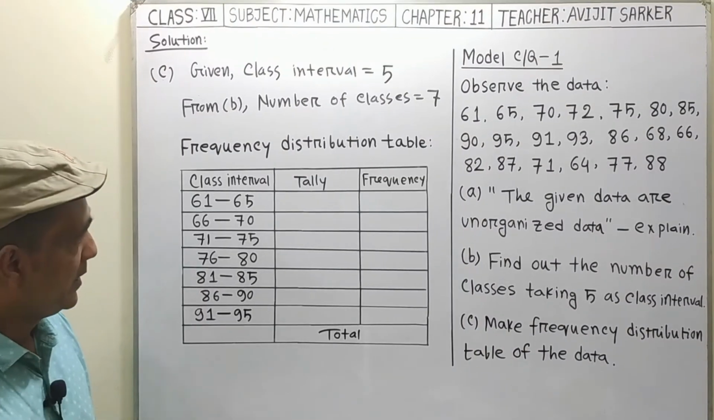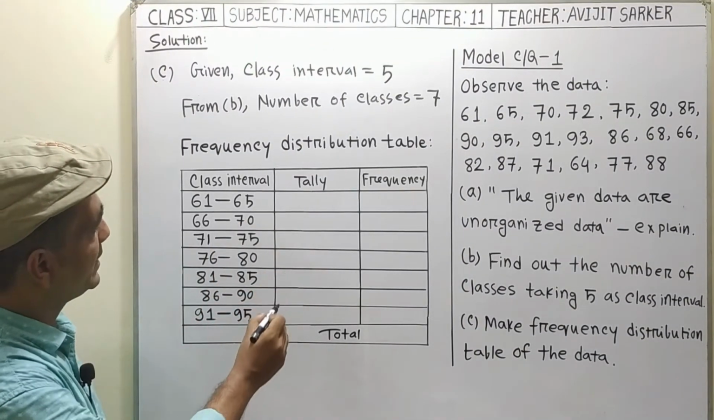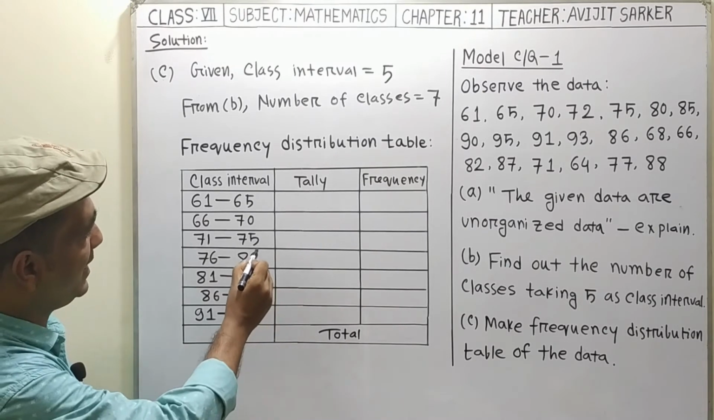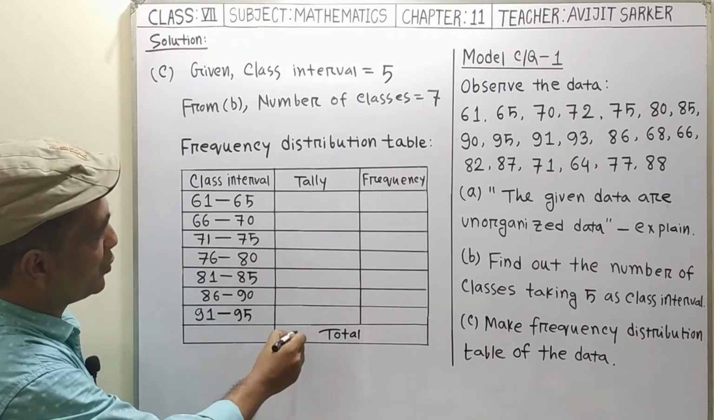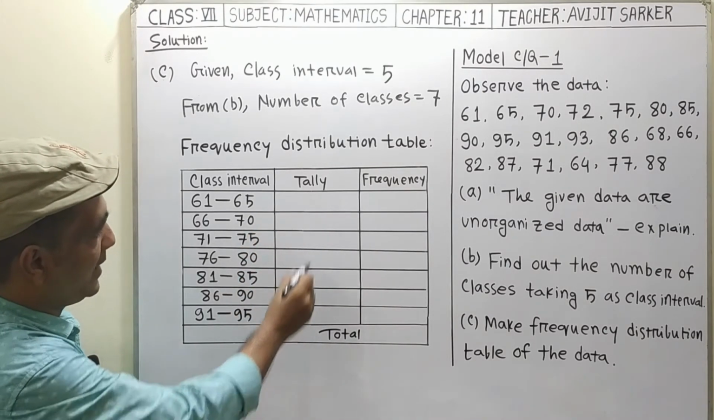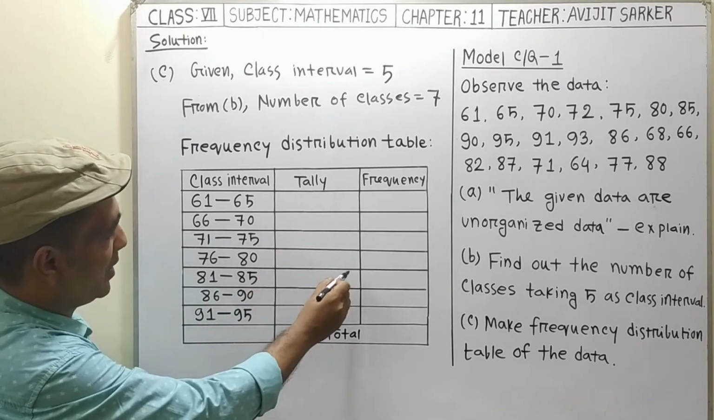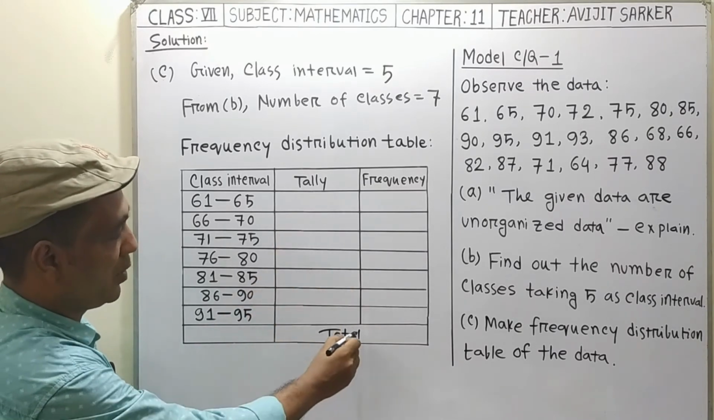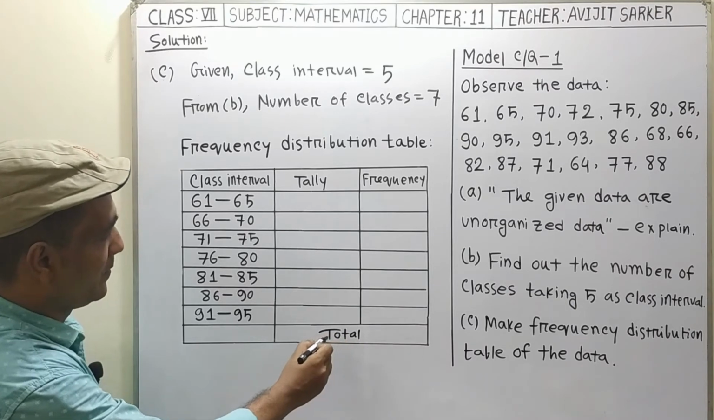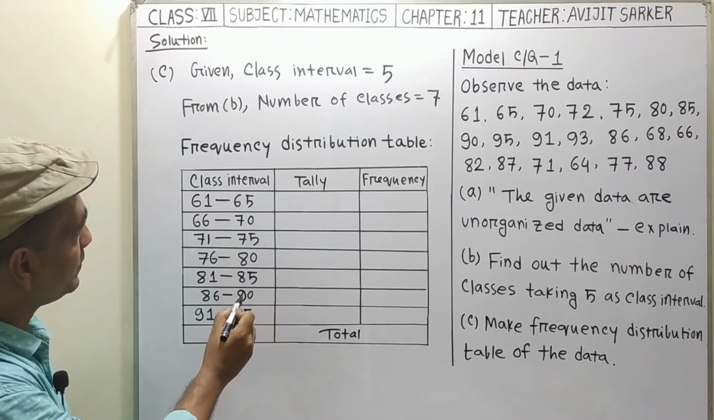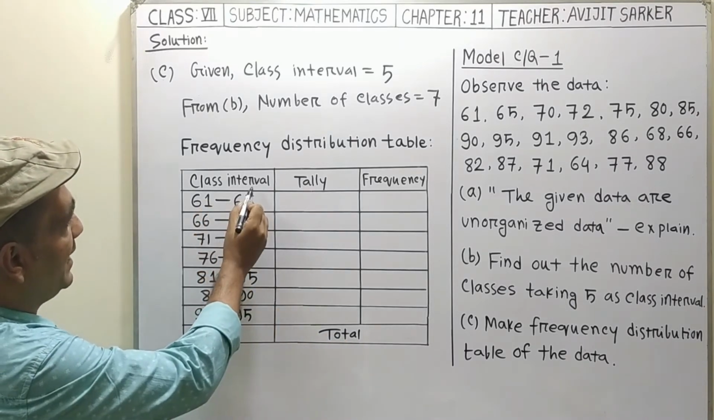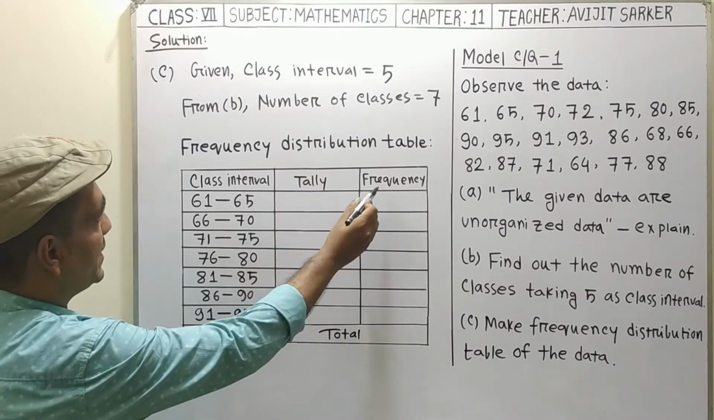Now everybody draw this table. In this table 9 rows are there. The first 8 rows have 3 columns and the last row has 2 columns. Now the headings: class interval, tally, frequency.